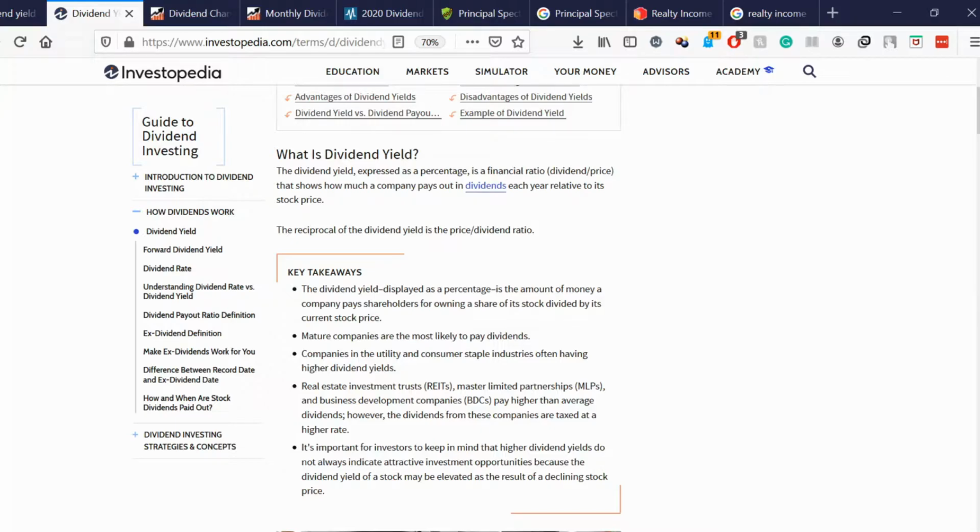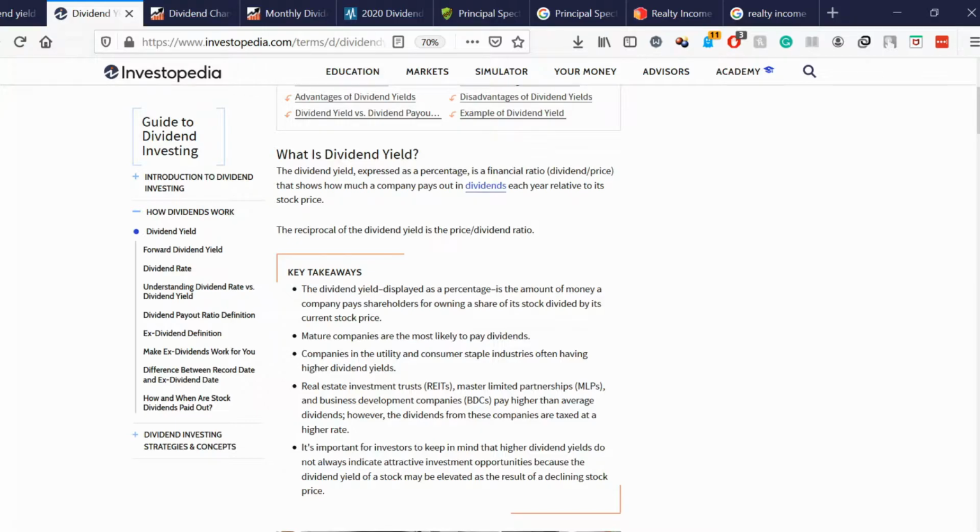Let's continue on. Companies in the utility and consumer staple industries often have higher dividend yields. That's true. The utility sector and the consumer staples are two of the more reliable industries because people are going to need utilities. And there's not a whole lot of competition in the utility industry. It's basically monopolized with local and state governments to provide for the best pricing possible. Whether or not that happens, you're the judge, but I'm just letting you know that's kind of how it works.